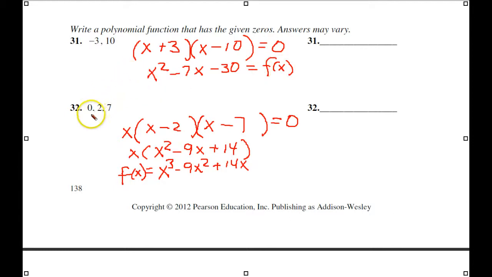So this one, the very same way. We know that x is 0, so there's this x. 2 parentheses, x, x, opposite signs of 2, -2, opposite sign of 7, -7, and then multiply this by FOIL, get this, then distribute the x, and there's your last answer.